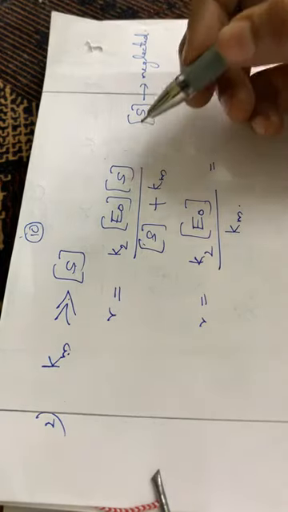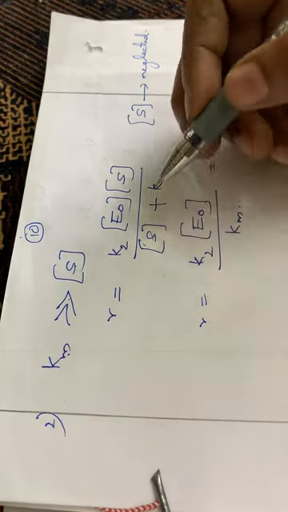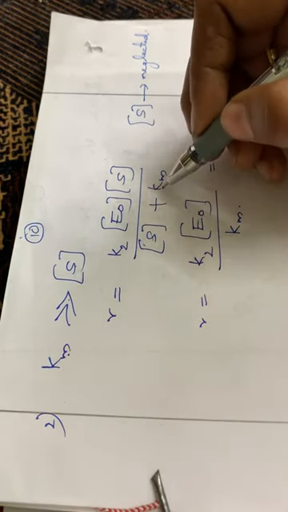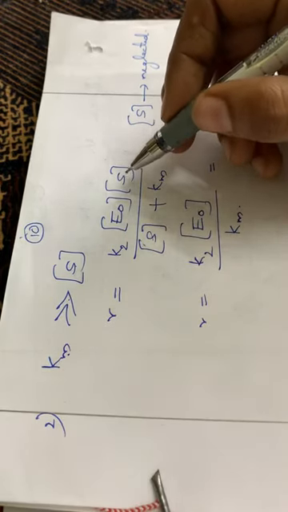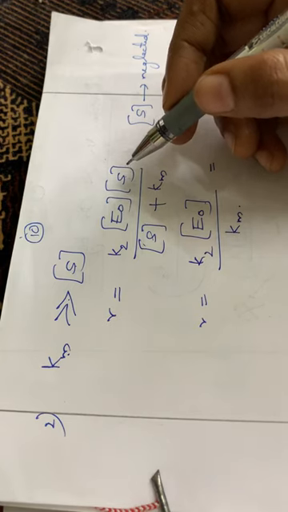Sorry, here S we cannot neglect. Only this S value can be neglected since it is an addition term. But here it cannot be neglected since it is a multiplication term. Okay.